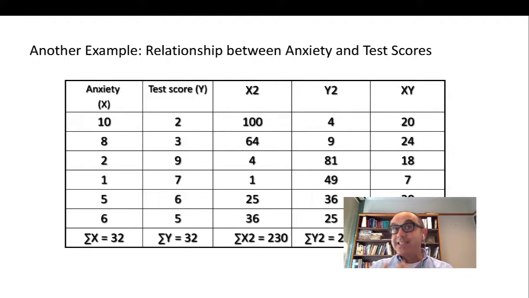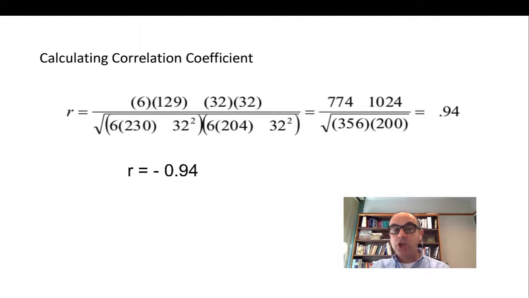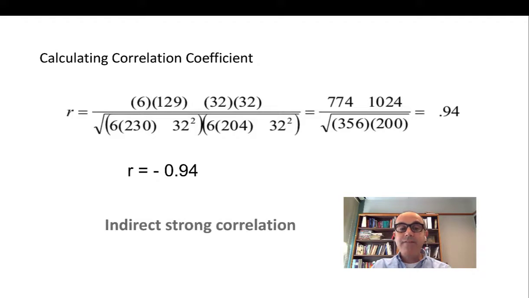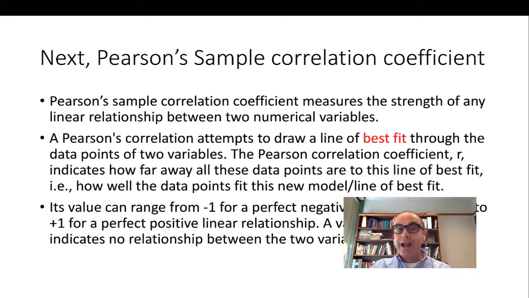Another example: anxiety and test score. Anxiety is X and test score is Y. Again, the same idea, the same procedure, and we find that R is equal to -0.95, which indicates a strong indirect correlation.